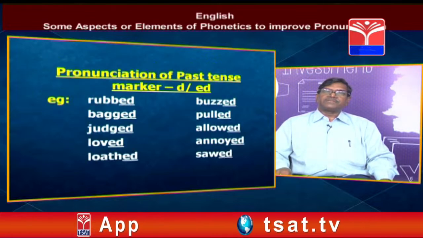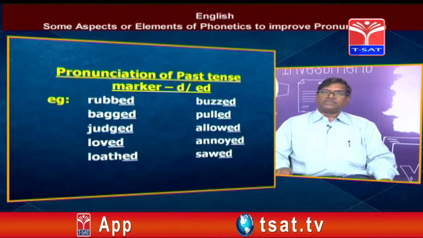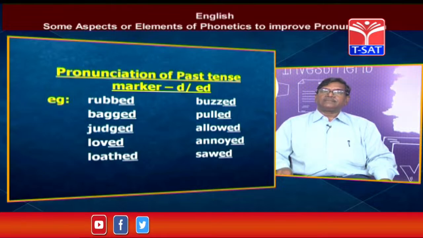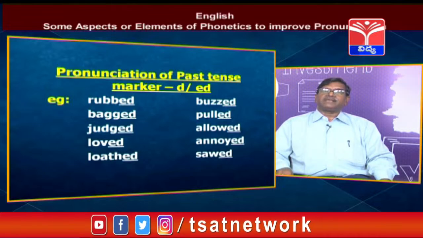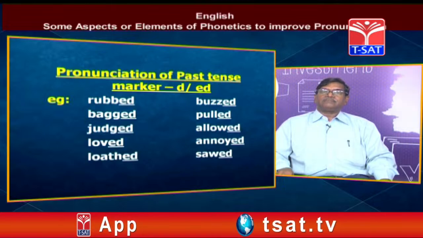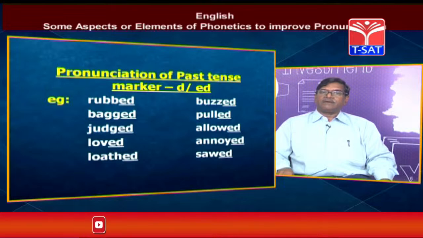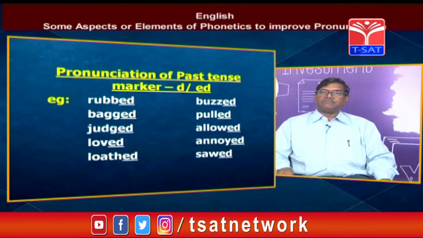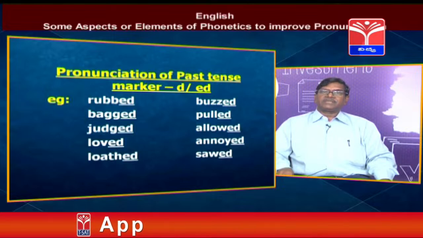If the present tense ends in any voiced sound, including vowel sounds, other than D, the past tense marker is pronounced as D. For instance, rub, rubbed, bag, bagged, judge, judged, love, loved, loathe, loathed, buzz, buzzed, pull, pulled. In all these cases, the present tense ends with a voiced sound.